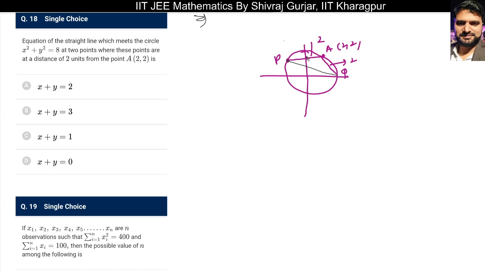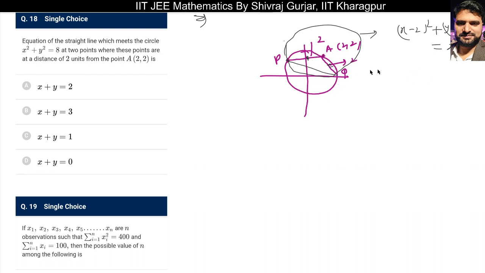Okay, this distance is 2, this is 2, that makes this triangle isosceles, and we can draw a circle like this from here with center at A. Then this will become the radius. 2 and 2 are equal, so we can draw such a circle. And what will be the equation of this circle? Basically (x minus 2) square plus (y minus 2) square equals the radius square, which is 4. Simple. This circle and the whole circle, they are intersecting at P and Q.